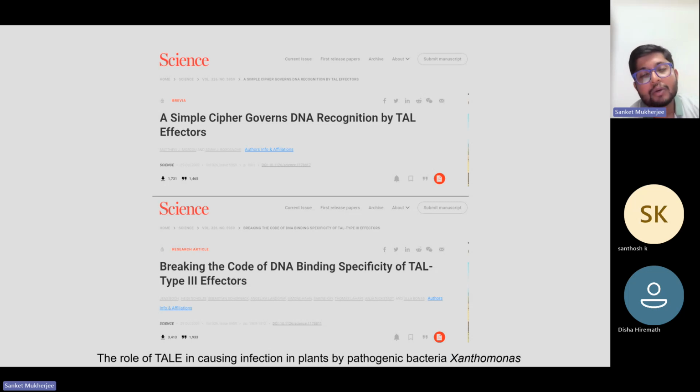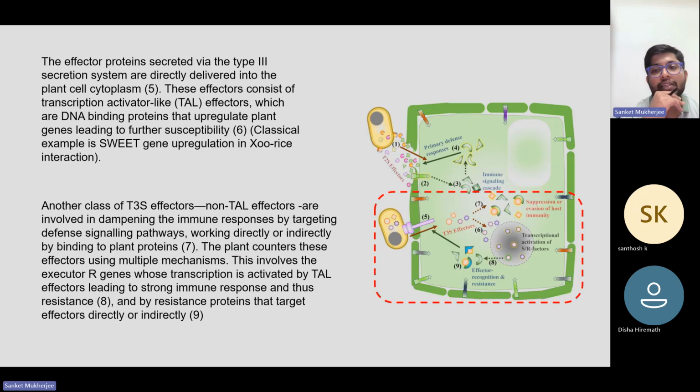In the year 2009, the role of TAL proteins was identified in a pathogenic bacteria which used to infect plants. We'll discuss it. These effector proteins were type 3 secretory proteins. So if you see here, the T3S effectors have this DNA binding role.